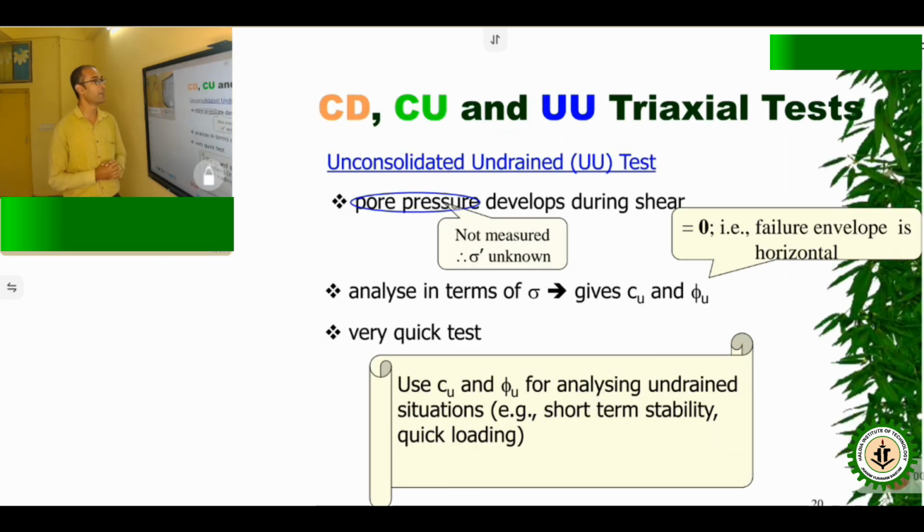And the final type of triaxial test, unconsolidated undrained. Here pore pressure develops during the shear, that means it is not measured and sigma dash is unknown. The failure envelope is horizontal. Analysis in terms of total stress sigma gives you Cu and phi u, and it is a very quick test compared to the other tests. Use Cu and phi u for analyzing the undrained situation, short-term stability and quick loading. We generally prefer the unconsolidated undrained test in the laboratory.